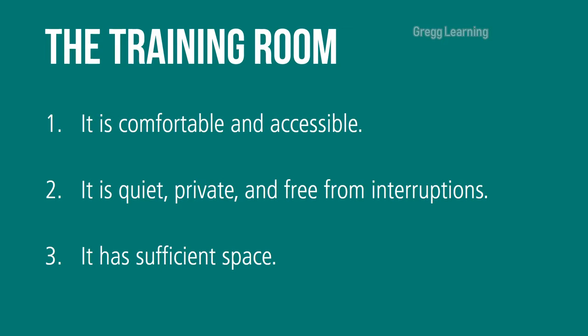Now, let's take a look at where we hold training programs. The training site refers to the room where training will be conducted. A good training site offers 3 features. 1, it's comfortable and accessible. 2, it's quiet, private, and free from interruptions. And 3, it has sufficient space for trainees to move around easily, has good visibility for trainees to see each other and the trainer, and any visual displays or examples that will be used.